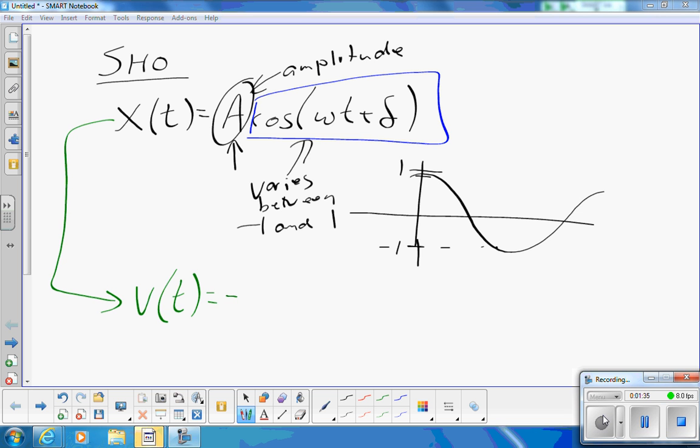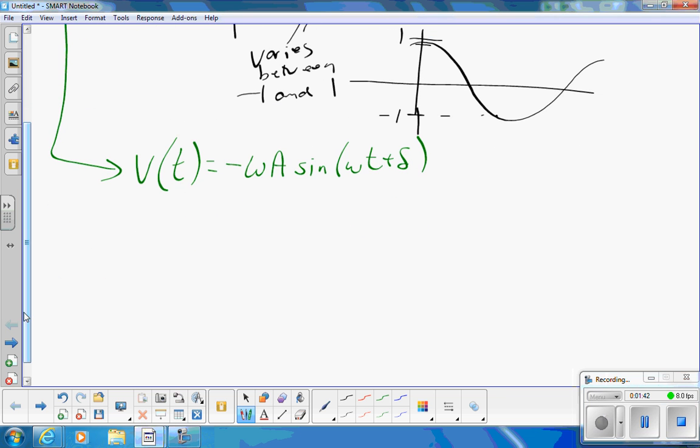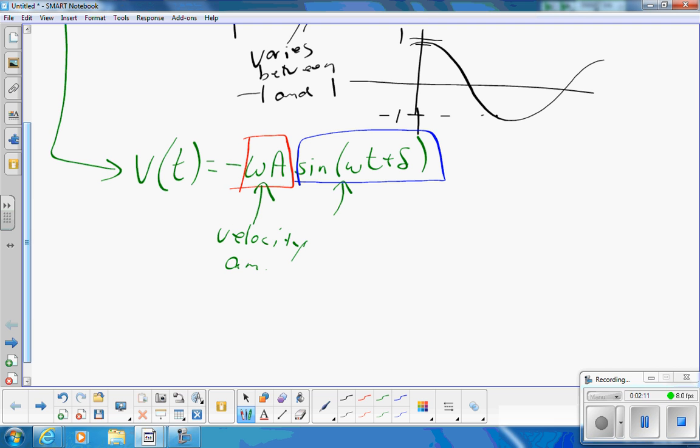If I now differentiate this with respect to time, I get velocity as a function of time, and I get -omega A times sine of omega t plus delta. Similarly, for this function, I have a part that oscillates between -1 and 1, and then the part inside the red box, which is what I multiply that varying value by to get the velocity. This is called the velocity amplitude.